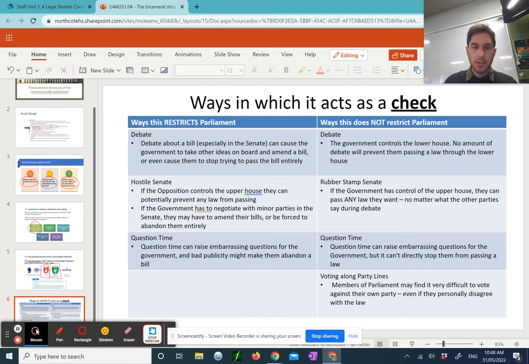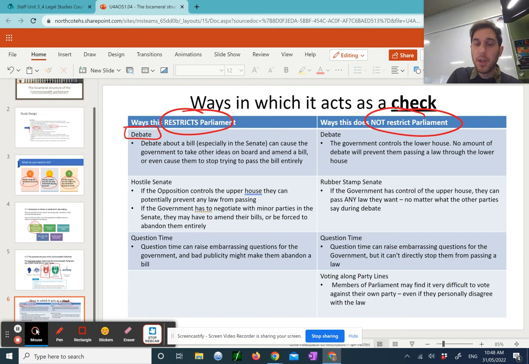So how exactly does this bicameral system do that? What are the ways in which it does act as a check or does restrict Parliament? And what are the ways in which it's not going to be particularly effective at restricting Parliament? Well, first of all, one of the main functions of our Houses of Parliament is debate. And I'll start actually with this column, the ways in which this system actually isn't so effective.